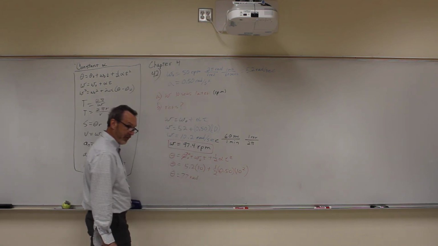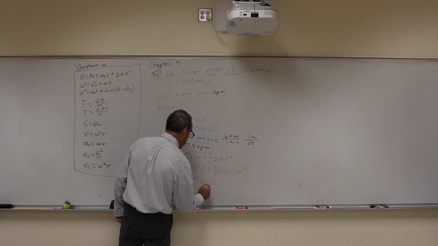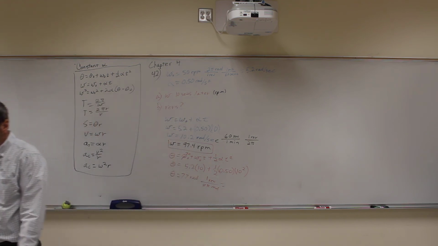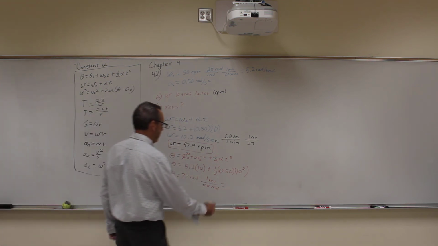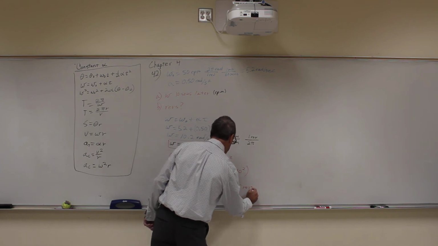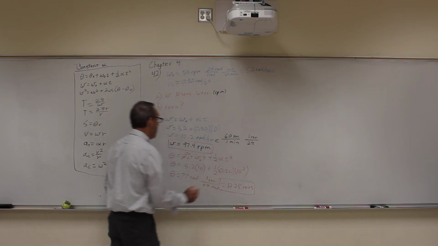But they want that in revolutions, so we got to convert again. 2 pi radians, 1 revolution, so divide that by 2 pi, and we get to 12.25 revolutions. And that's the answer.